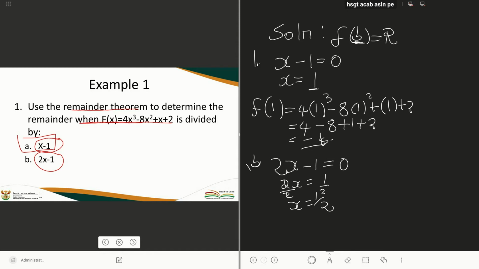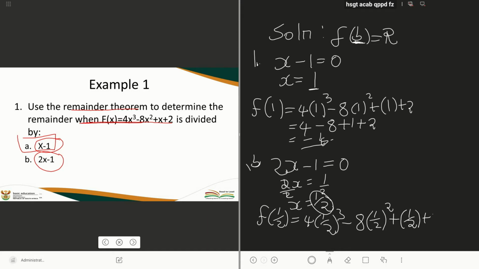So your x is going to be 1 over 2. Now, what do I do with this 1 over 2? I need to make sure that I substitute this 1 over 2 into the given function there, so that I can get what? My remainder. So my f at 1 over 2 is equal to 4 into 1 over 2 all to the power 3, minus 8 into 1 over 2 all to the power 2, remember, plus, brackets are very much important, plus half again, plus 2.